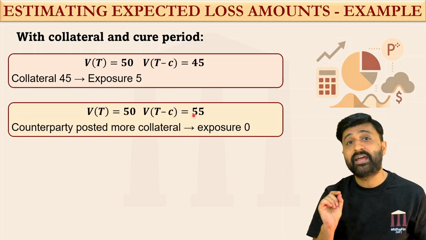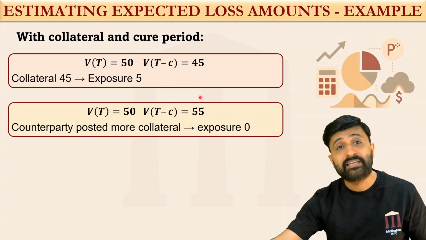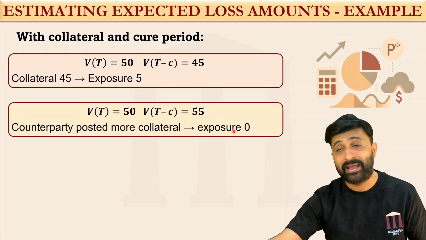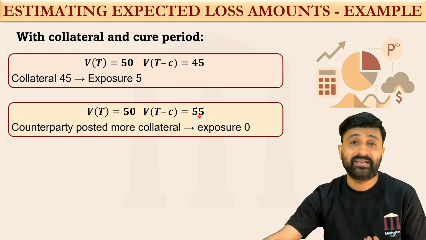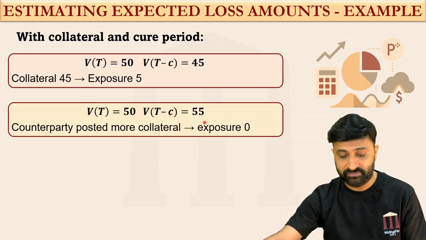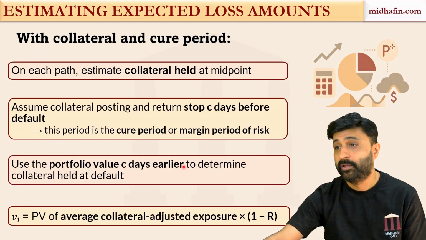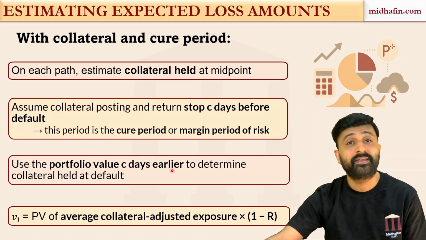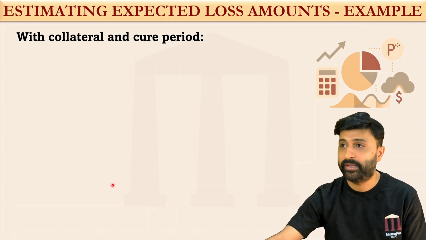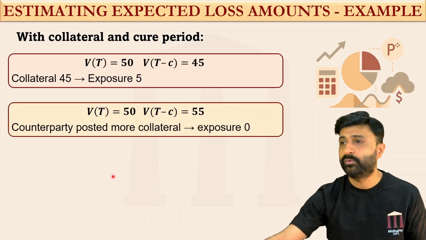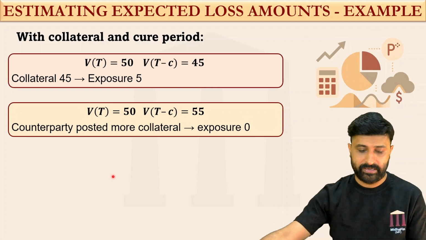So in this scenario, the exposure is actually zero, which means again no loss to the bank. Now, if you're still getting confused why the collateral I'm just directly taking as 45 and 55, remember what we discussed earlier. We discussed that we have to use the portfolio value C days earlier to determine the collateral held at the default time. Okay. So let's continue with the third trial.